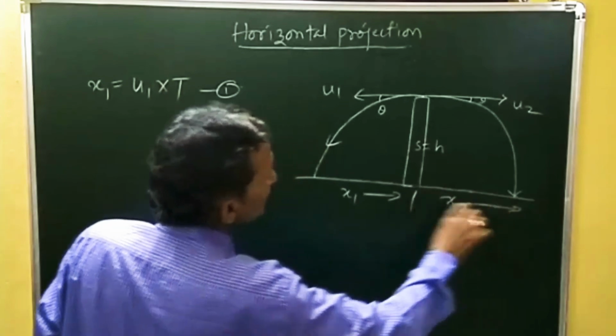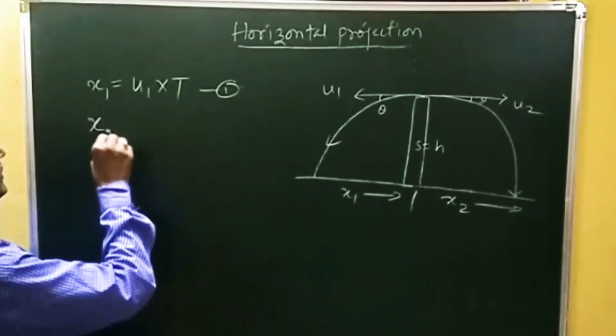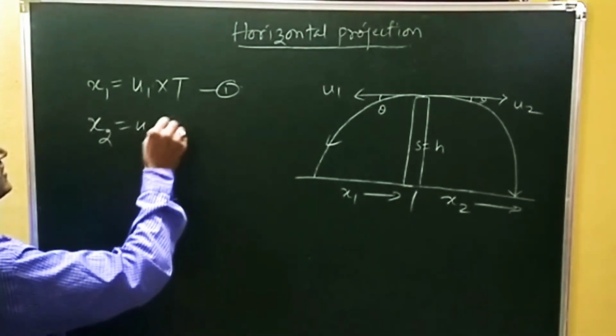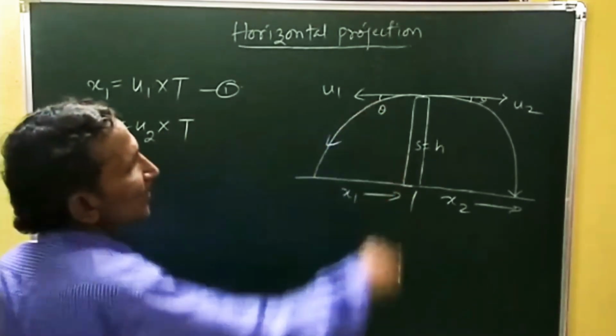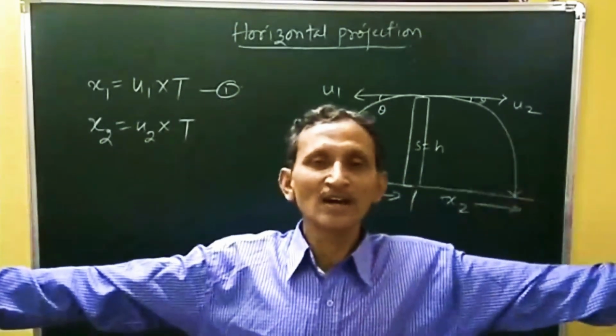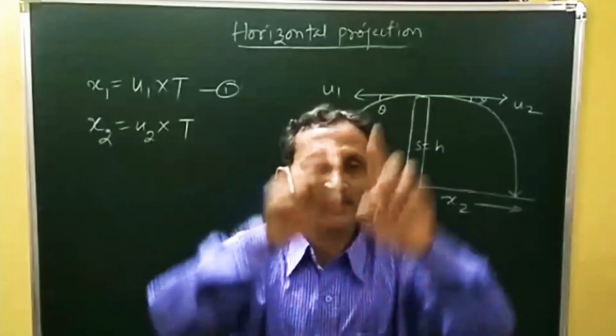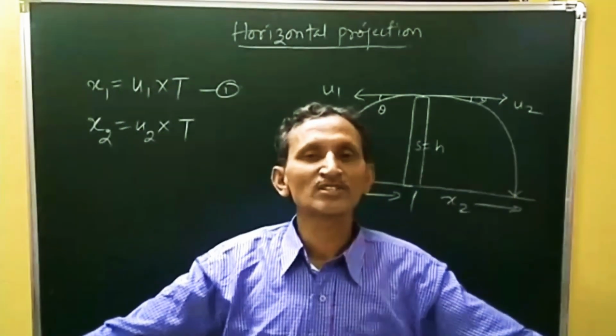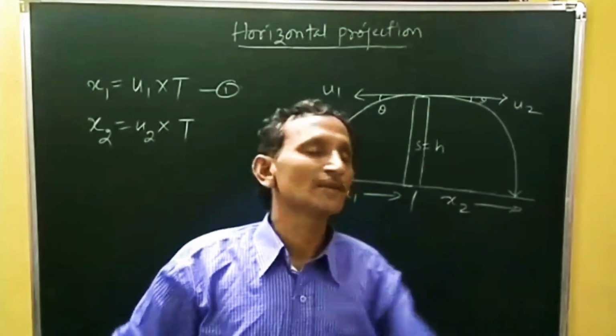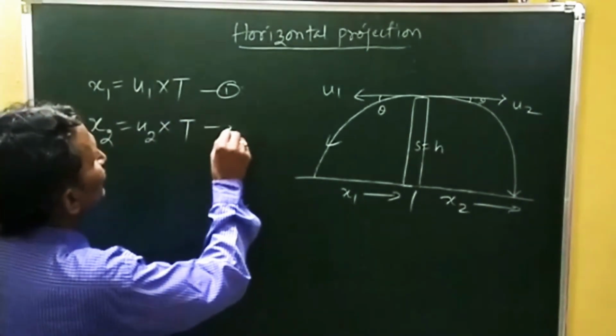Now the second range, x2, is equal to u2 into the same time, because the height is the same for both stones. When they are projected on either side from the same tower, the time taken for both stones to reach the ground is the same. So make it equation 2.